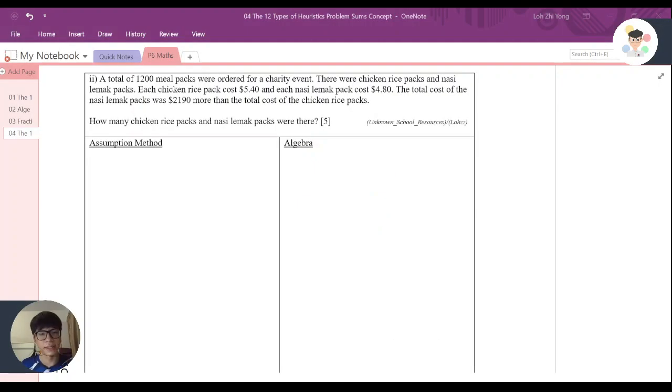Welcome back to Digital class, and this is a discussion for book number 4, the 12 types of heuristic problem sum concept. And now we're looking at the proportion concept type 2 normal. So let's look at this question.